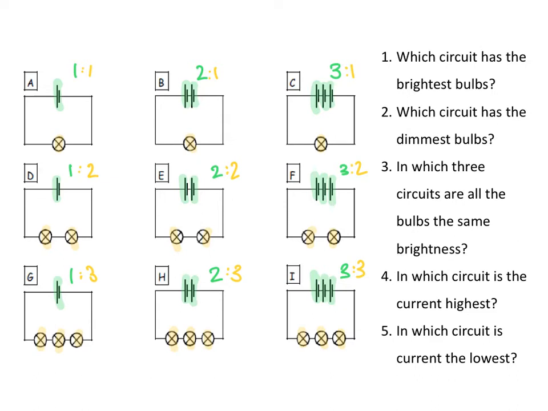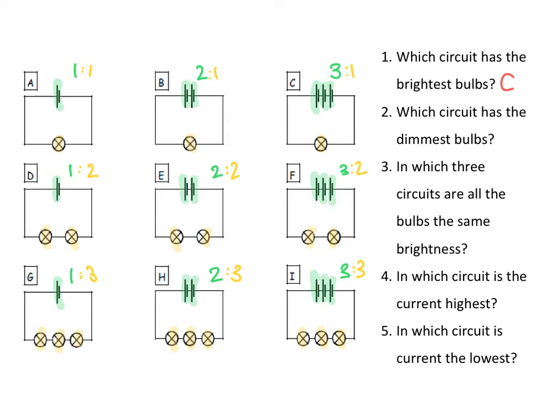The first question asks us which circuit has the brightest bulbs. It's going to be the one with the highest ratio of cells to bulbs, which is clearly circuit C. We have 3 cells and 1 bulb, and there isn't anything that gets close to that, or matches that, I should say, or beats it. Which circuit has the dimmest bulbs?